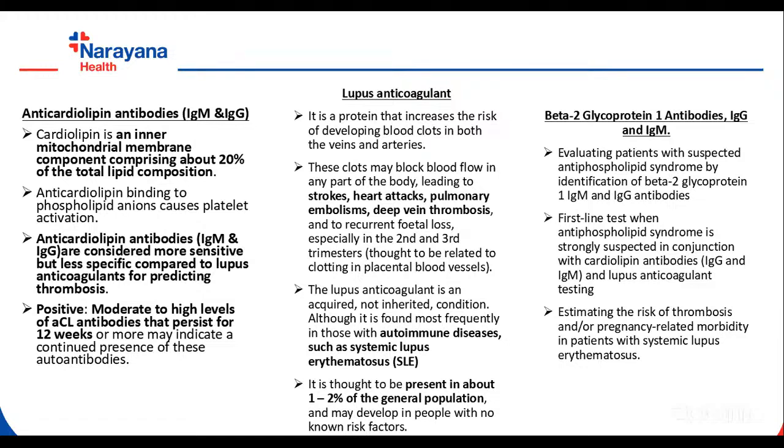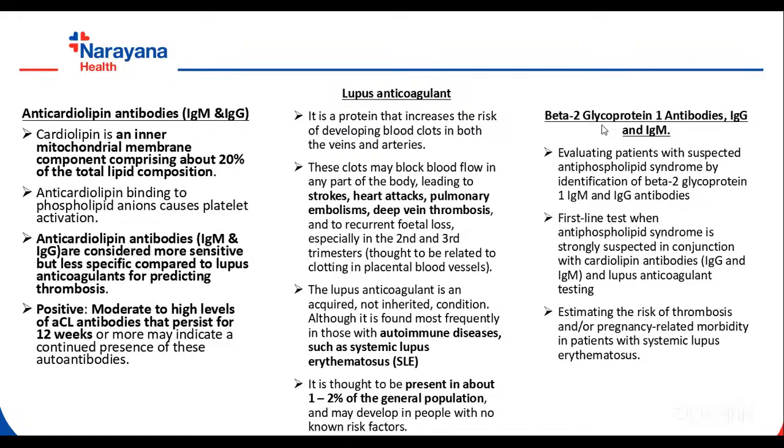So these are the antibodies which are often asked in our pediatric rheumatology. The anticardiolipin antibody, which is IgG and IgM. Cardiolipin is an inner mitochondrial membrane component which comprises 20% of the total lipid composition. These are more sensitive but less specific compared to lupus anticoagulant for predicting thrombosis. Moderate to high levels of antibodies that persist for 12 weeks may indicate a continued presence of these antibodies.